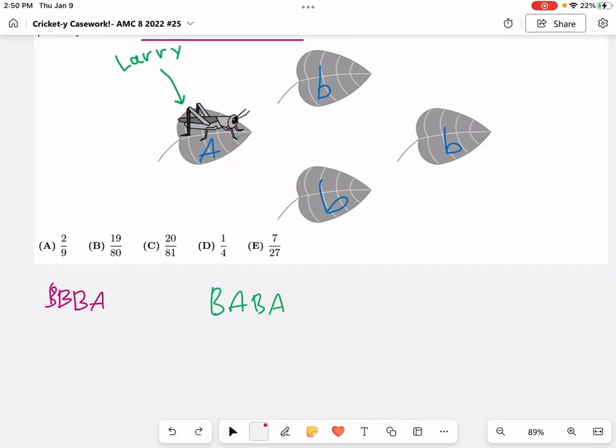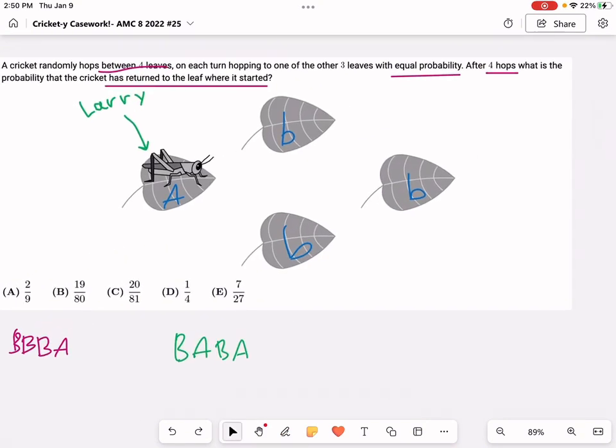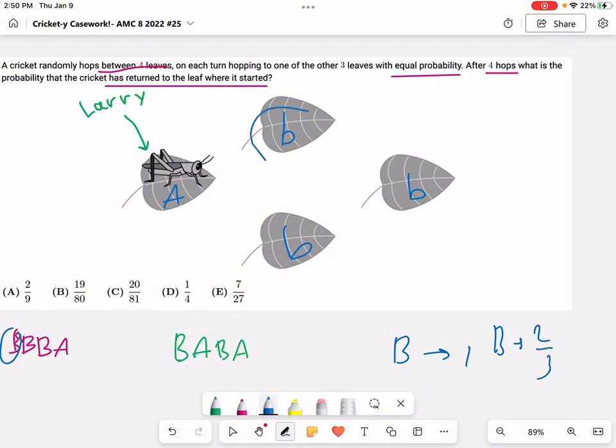So now let's evaluate these cases. First of all, what's the probability of getting to a B leaf? Well, the probability of a B leaf is just going to be 2/3. Or, well, in the first move, it's going to be 1. But any time after that, it's always going to be 2/3. Because let's say the cricket is already on a B leaf. It has 2 B leaves and 1 A leaf. So it has a 2/3 chance of going to a B leaf.